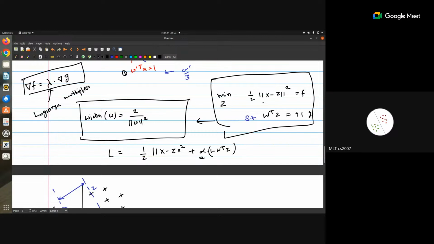If you want, you can solve it without Lagrangian. If we differentiate the first quantity and multiply it with W transpose, then we are getting plus 1 minus 1. So you can add it, that's fine. With that also you can solve it.